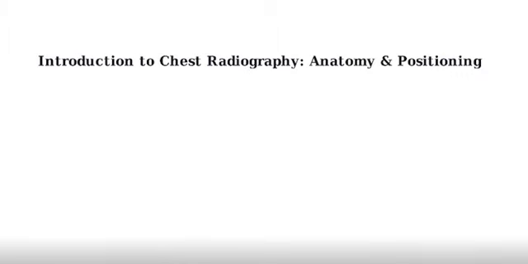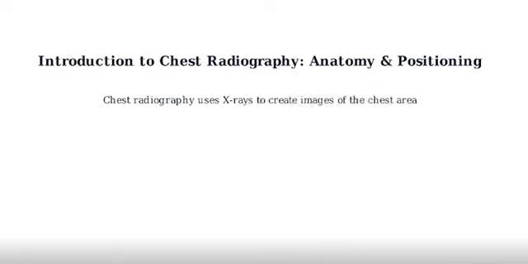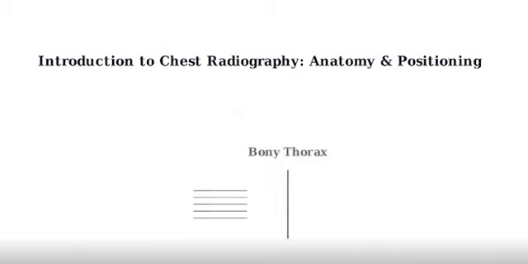Hey everyone. Today we're diving into chest radiography, which is basically taking X-ray pictures of your chest. Chest radiography uses X-rays to create images of the chest area for medical diagnosis. We'll focus on the key anatomical areas that appear on these images. First, the bony thorax includes the ribs and spine, which provide the structural framework of the chest. Understanding these structures helps in interpreting X-rays.